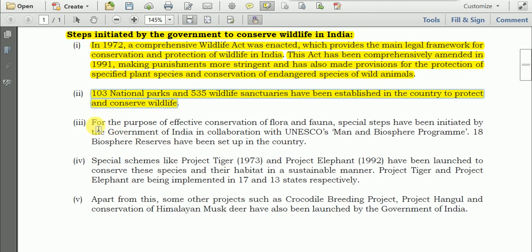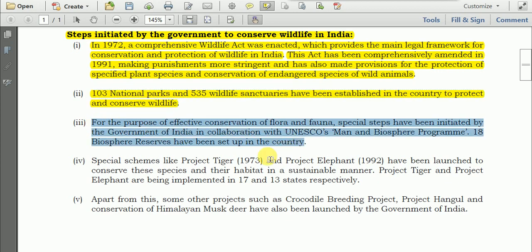And the third one, for the purpose of effective conservation of flora and fauna, special steps have been initiated by the government of India in collaboration with UNESCO's Man and Biosphere program. 18 biosphere reserves have been set up in the country.